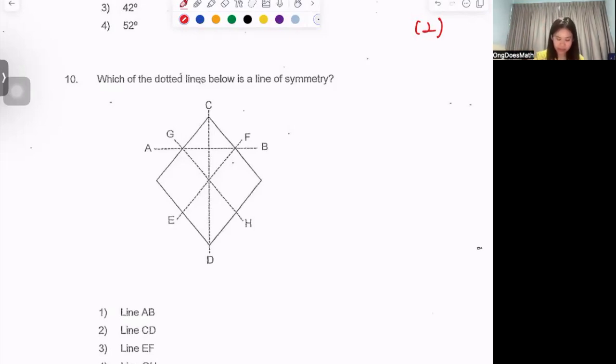So if I make you focus on line CD, can you see that this is a mirror image of this over here? Whatever is on the left hand side appears on the right hand side. And hence, this gives you your answer, which is line CD. You can trial and error with the other lines, and you'll see that they are not really a line of symmetry.